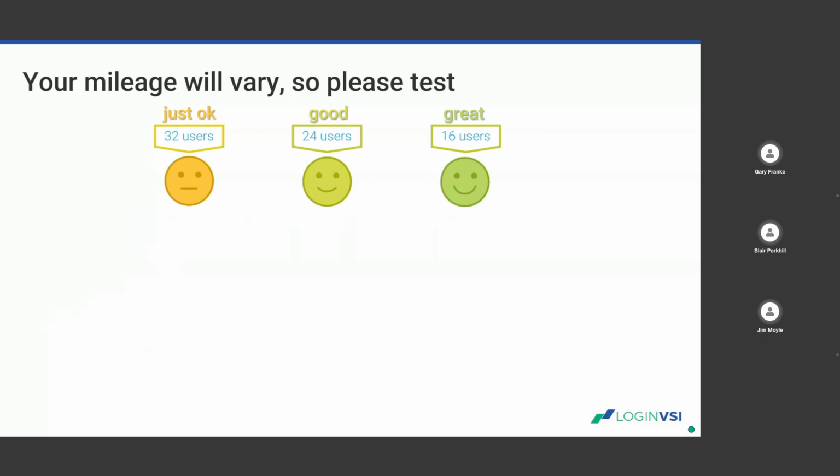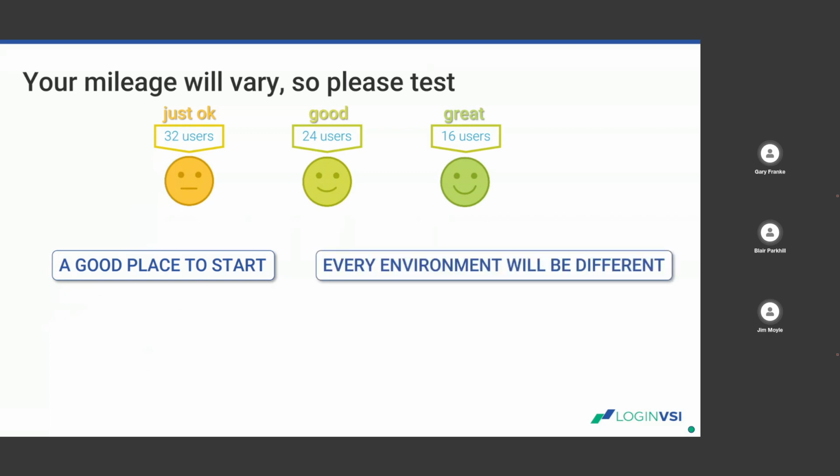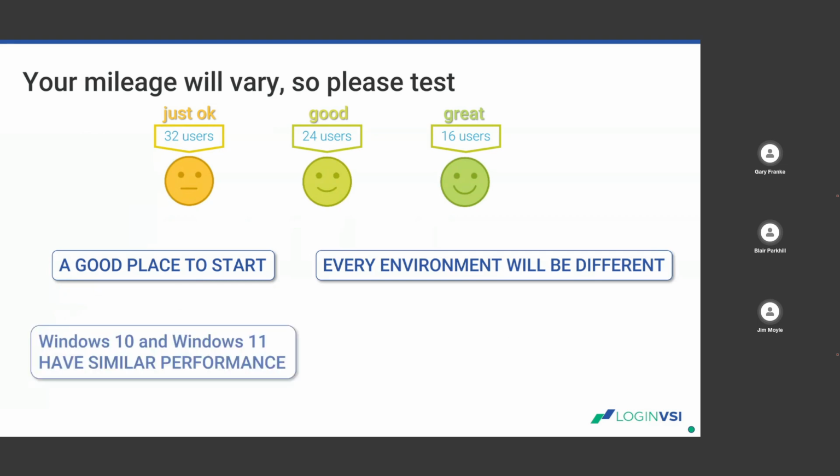Now, also keep in mind that this is only a good place to start. Every environment's going to be different. You're going to add your own bespoke applications, your own line of business applications. Some may be more media intensive. Some may be more compute intensive. So it's really important to understand how is my environment going to be different than what Blair and Jim presented today. And so you're going to have things like antivirus and some of these other applications.